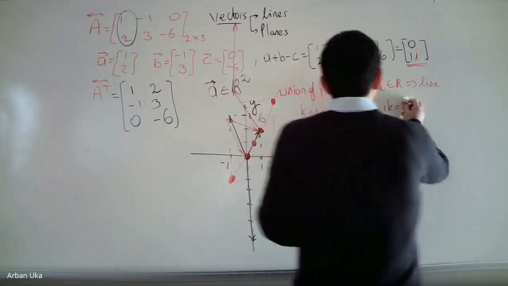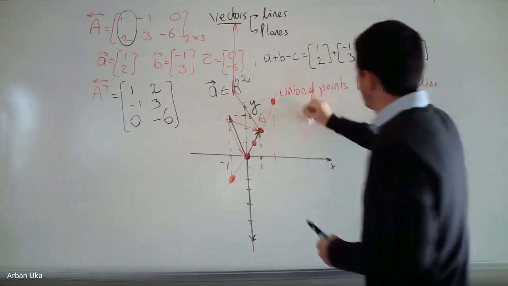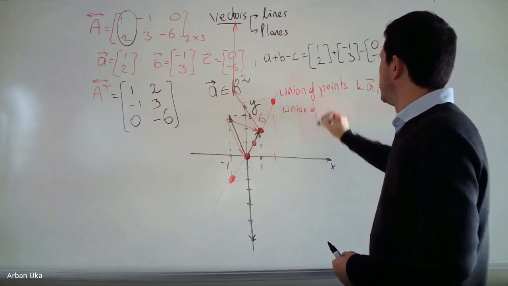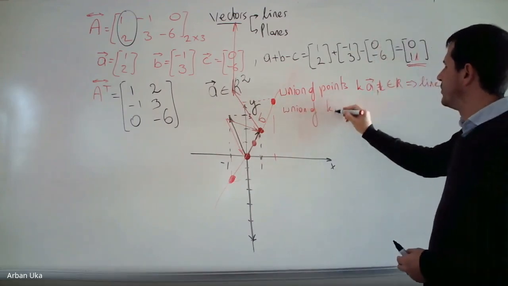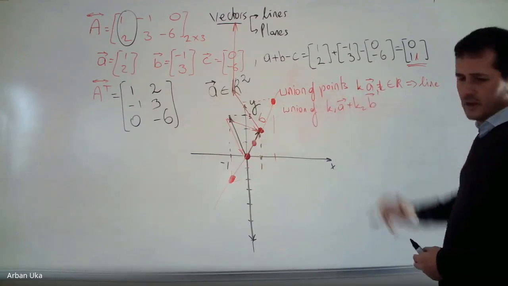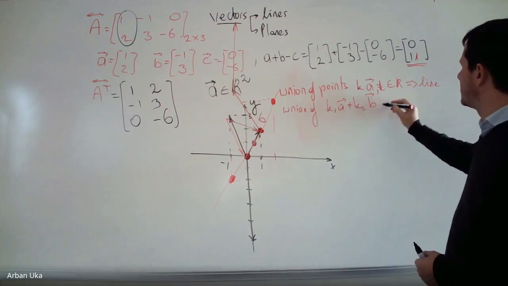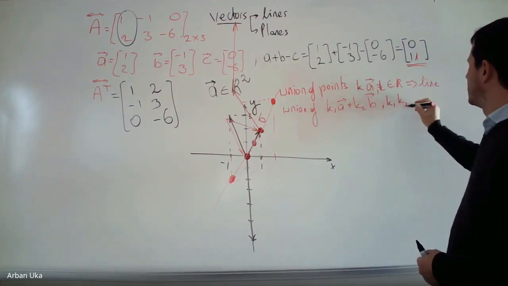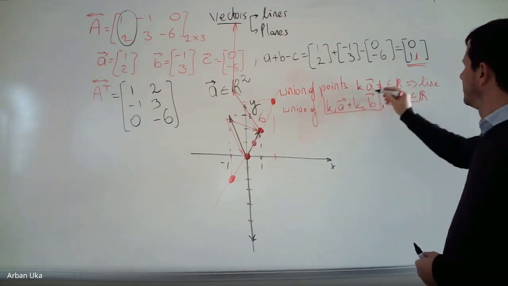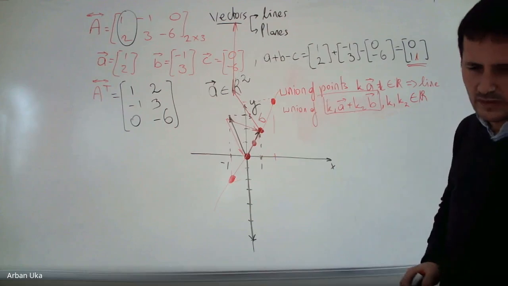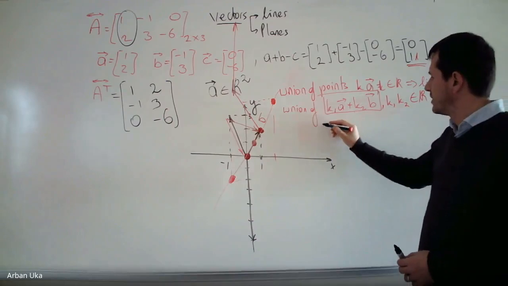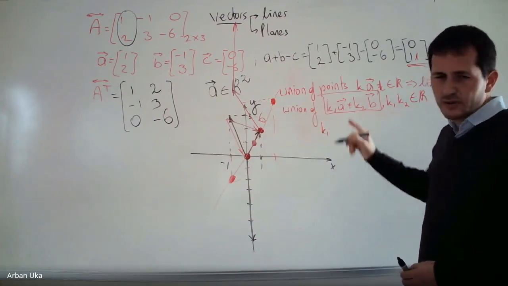What is the union of points which are k1a plus k2b? What are these points? Where k1, k2 are real numbers. So what is the union? Now this means that imagine for a moment that k1, and let me ask also this one.